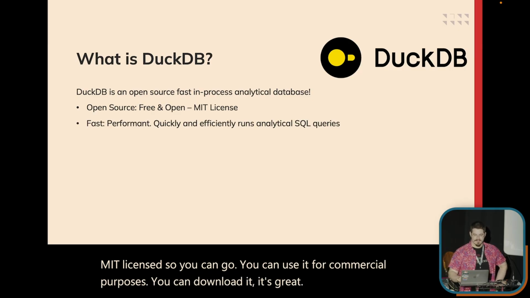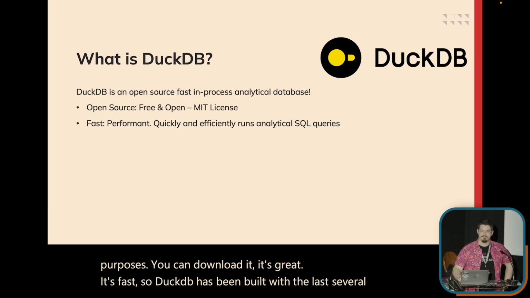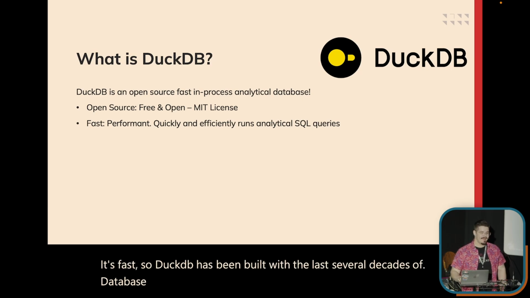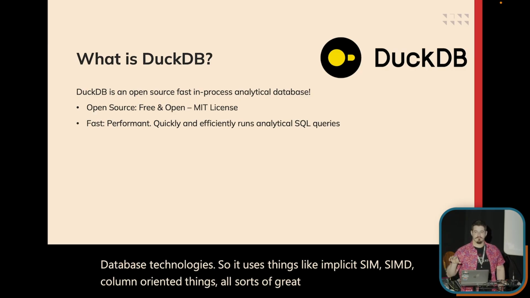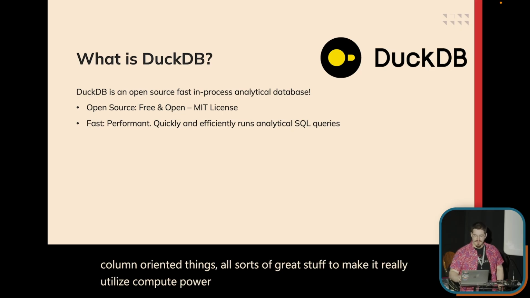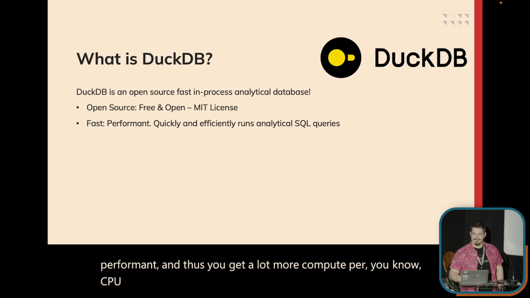It's fast. DuckDB has been built with the last several decades of database technologies, so it uses things like SIMD and column-oriented storage, all sorts of great stuff to make it really utilize compute power effectively. And that means it's fast and performant, and thus you get a lot more compute per CPU cycle, per dollar, all that good stuff.